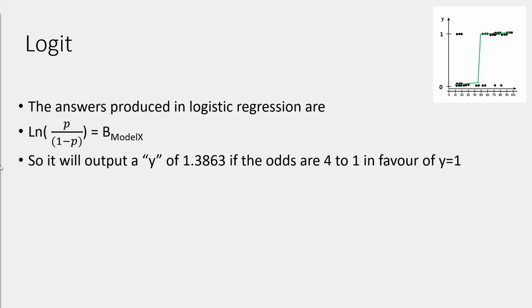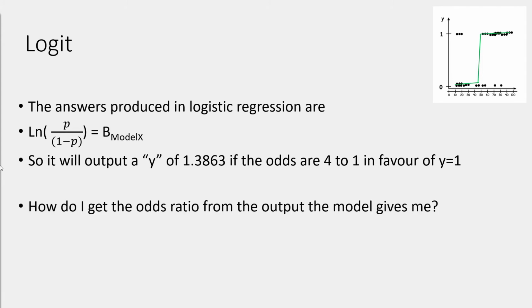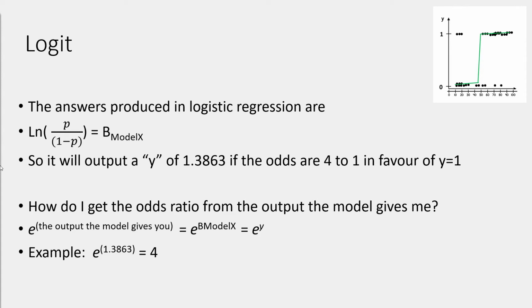Specifically, we need to reverse the ln function by raising Euler's constant to the power of the logit. In other words, when your stats program gives you logits, raise e to the power of them to get the relative odds of y equaling 1. E to the power of the logit that the computer program gave you is the odds ratio for getting y equals 1, given the x you put into it. So the program spits out a logit of 1.3863.